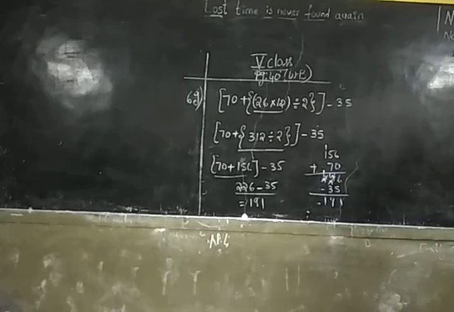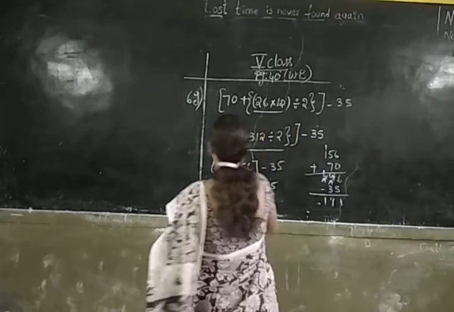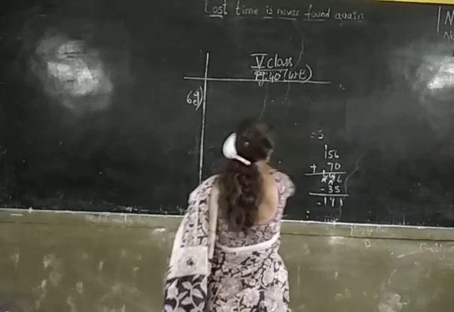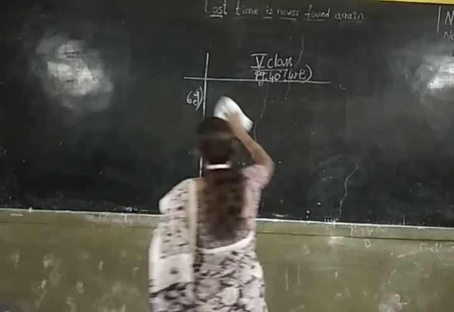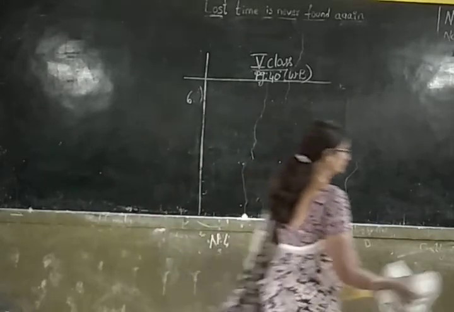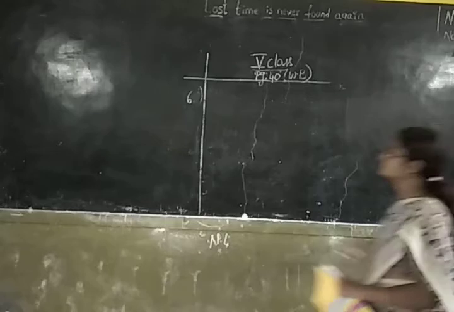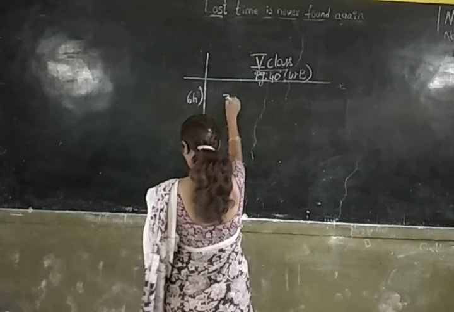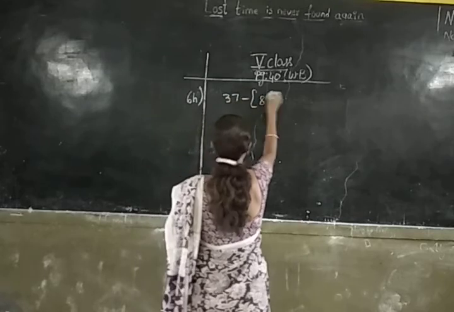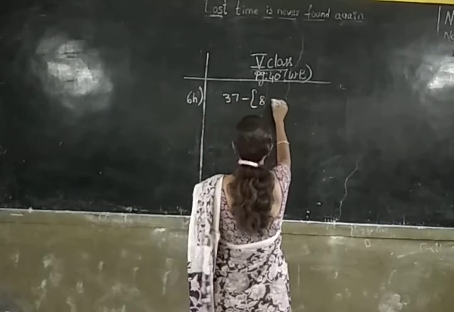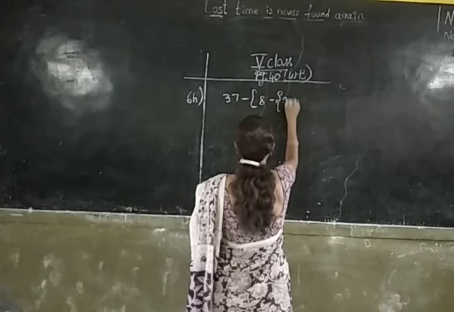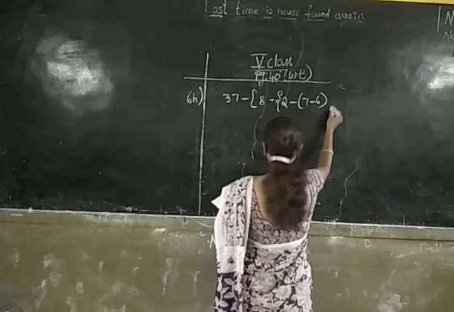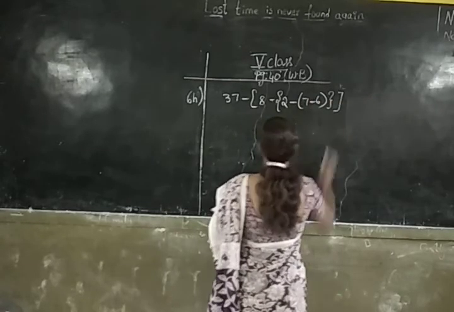Okay children? Now let us move to the H sum. Let us do the H sum. 37 minus square bracket 8 minus flower bracket 2 minus round bracket 7 minus 6, flower bracket, square bracket.